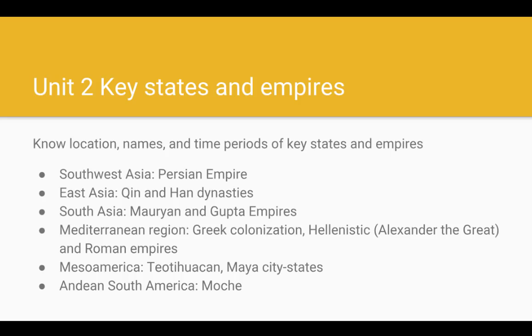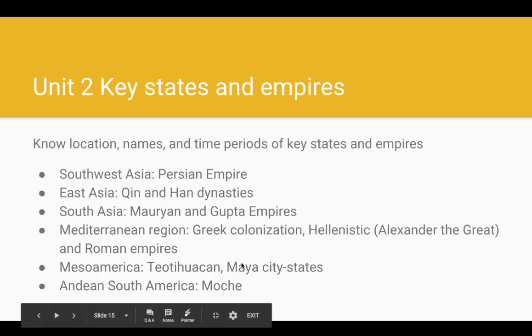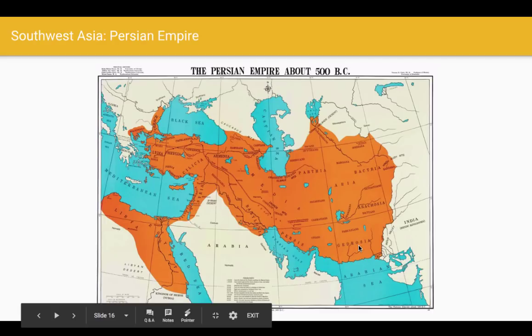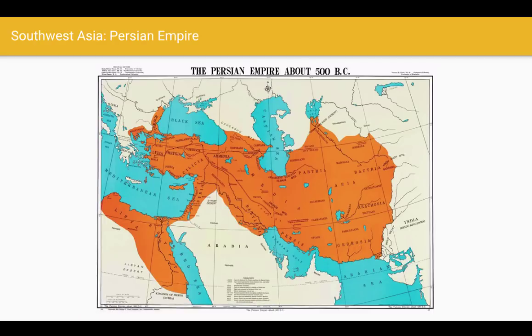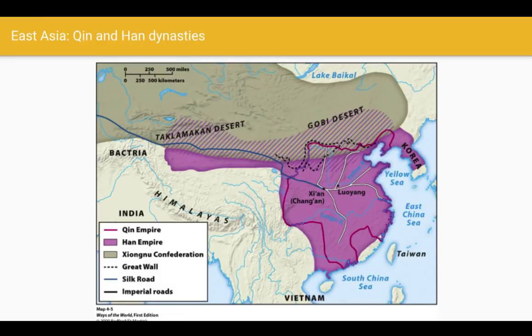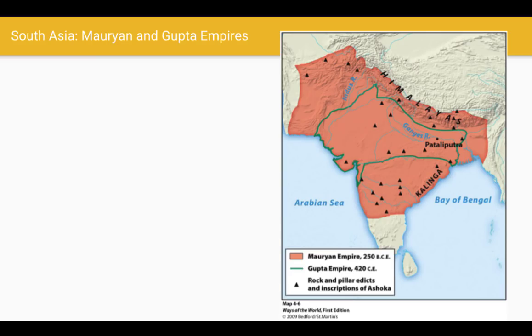So these are the main states and empires in this unit, and not all of them are empires. We have a lot of empires, but we'll talk in a minute about Greek colonization and some of these city-states in Mesoamerica as not actually being empires. So we'll just look at some maps of them. The Persian Empire is the oldest and the biggest. Here we have the Qin, which remember was very short-lived, and then the Han, which lasted about 400 years in China. In India, remember these empires, the Mauryan and Gupta, were also fairly short-lived.